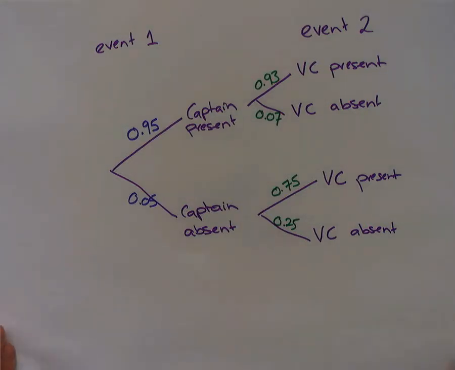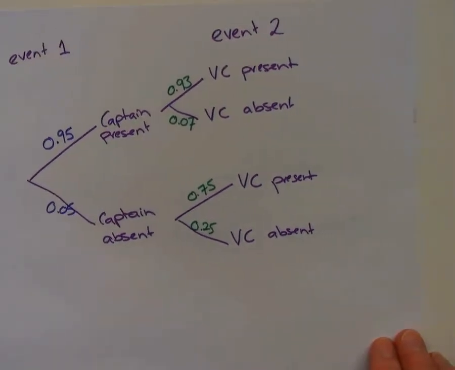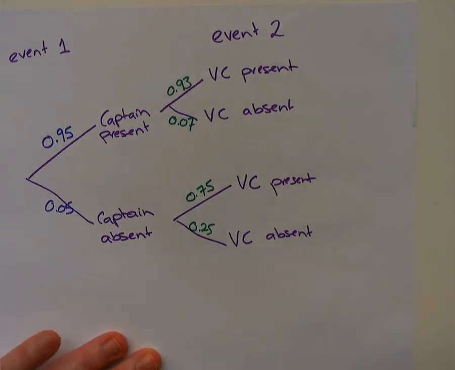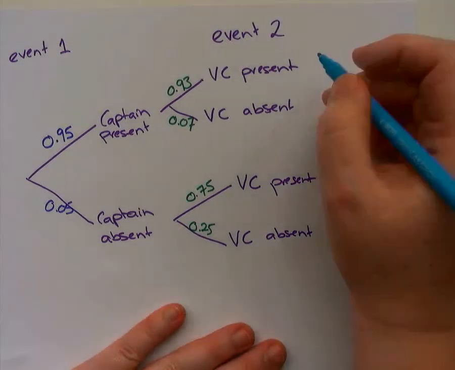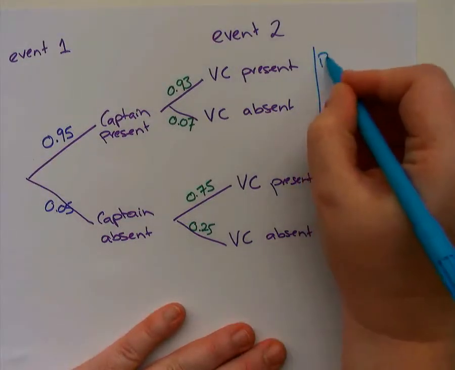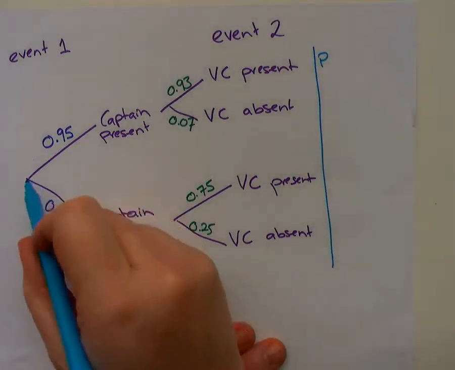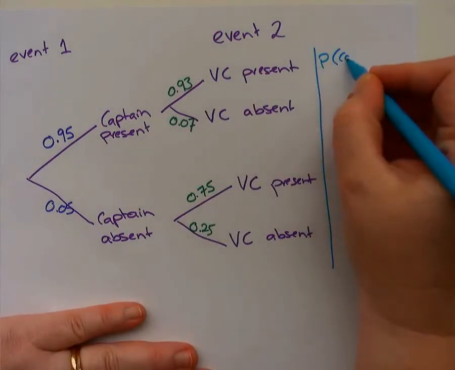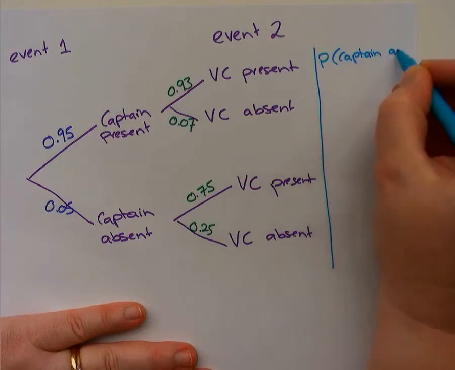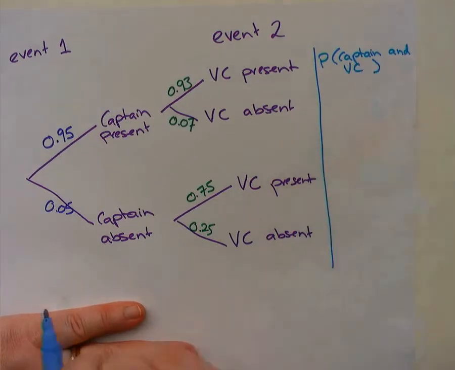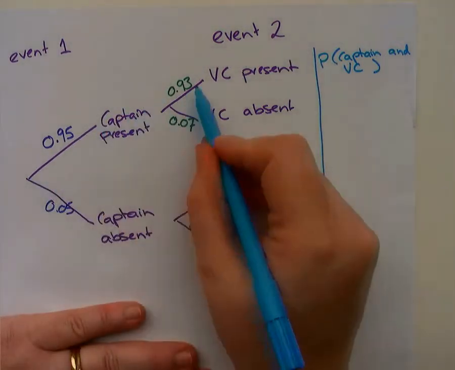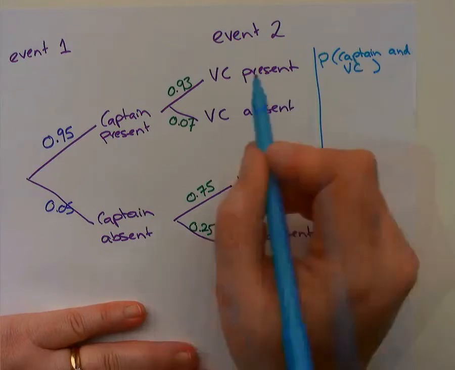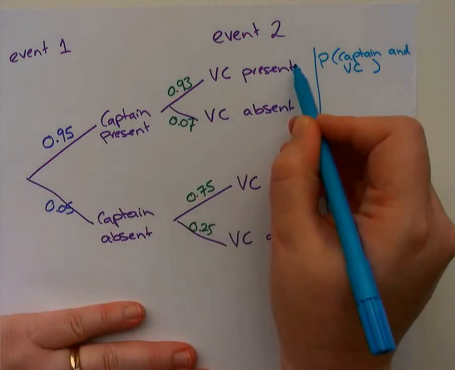Now the next part of the setup is being able to calculate the probabilities. What I'm going to do now is down the side here, create another column, and this column is going to be about the probability. The first one is going along this branch and along this branch. So the first probability is when the captain is present and when the vice captain is present. Notice that keyword and. Remember, and means multiply. So when I go along the branches, I'm multiplying.